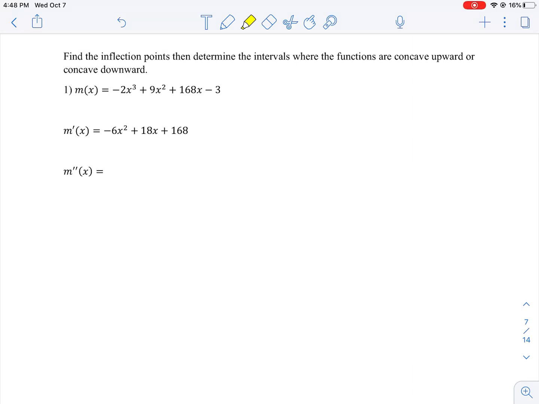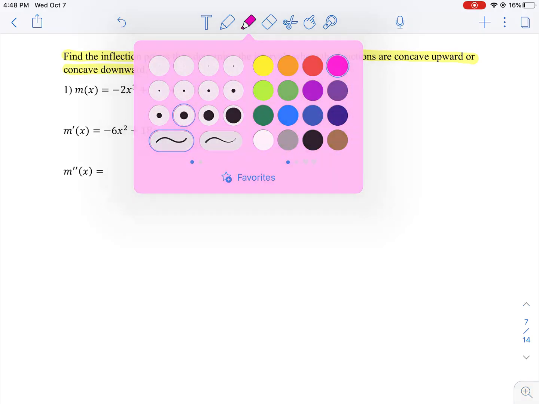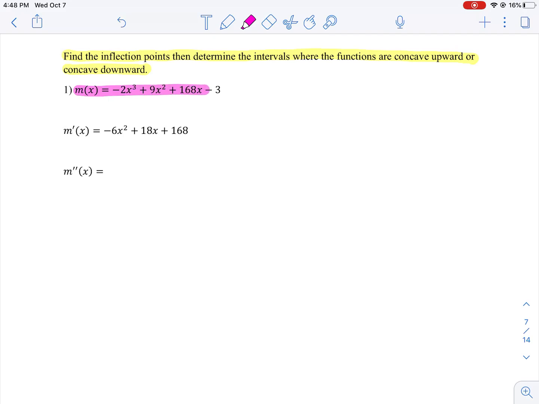Hello class, in this video I'll be showing you how to find inflection points and how to use the test for concavity. Let's begin. Find the inflection points, then determine the intervals where the function is concave up or concave down. And here is the function we're going to work with. It is m of x.